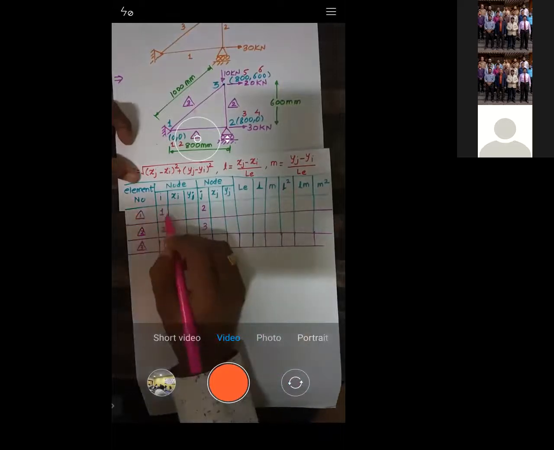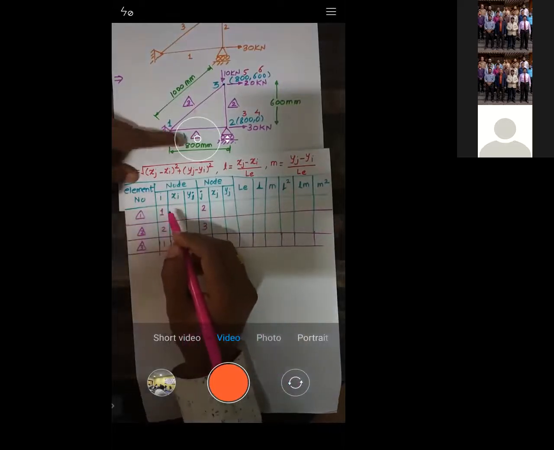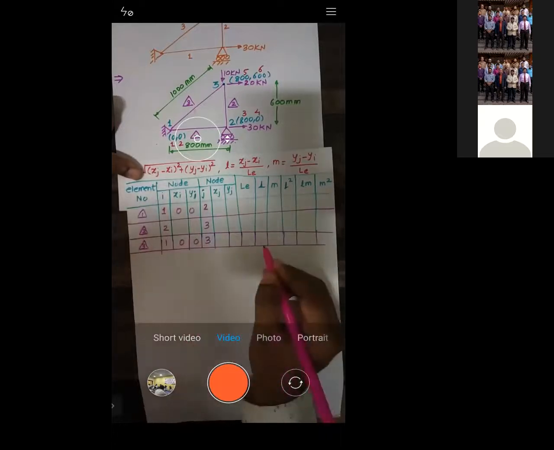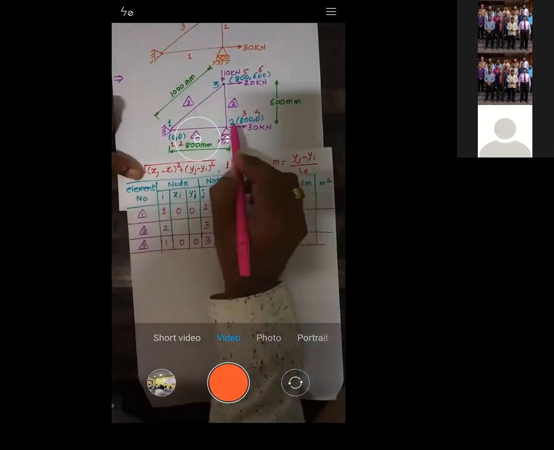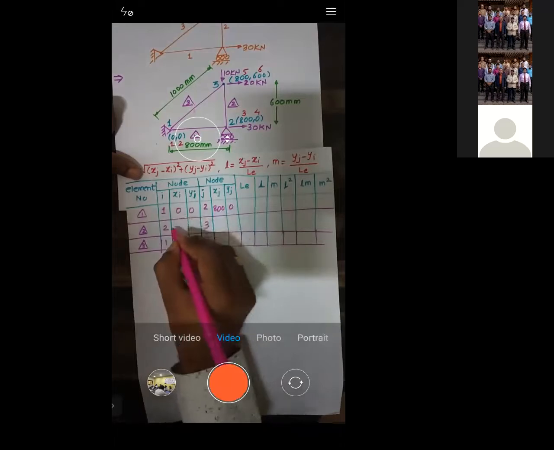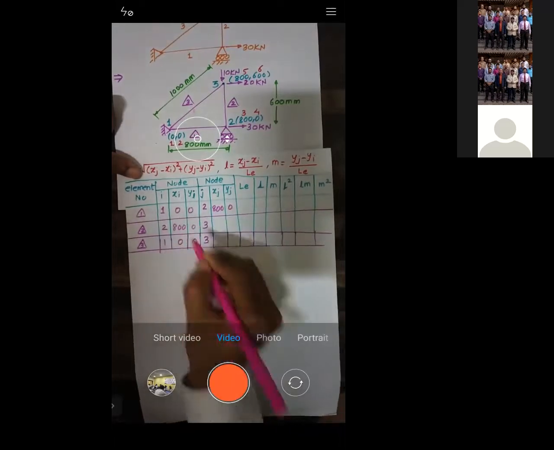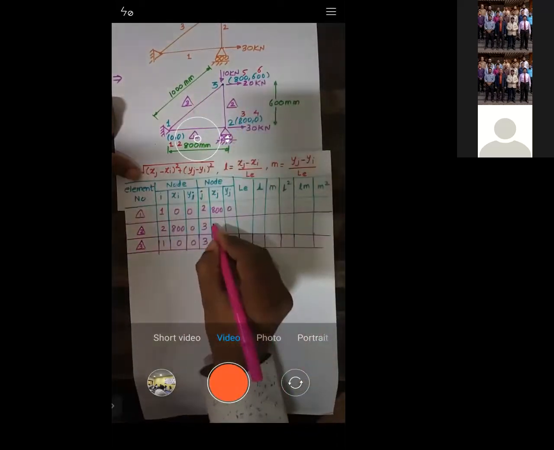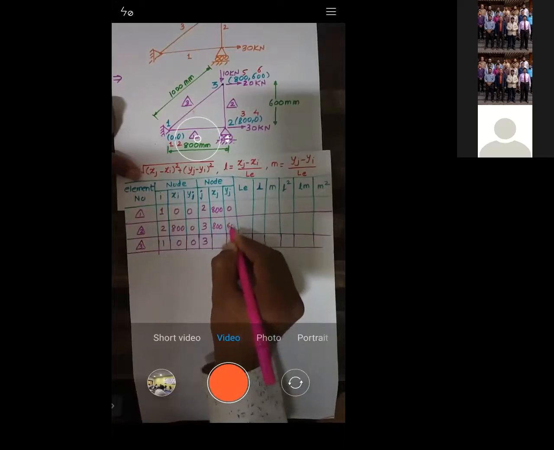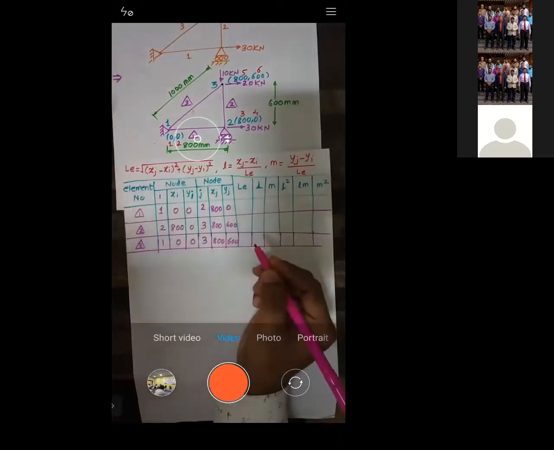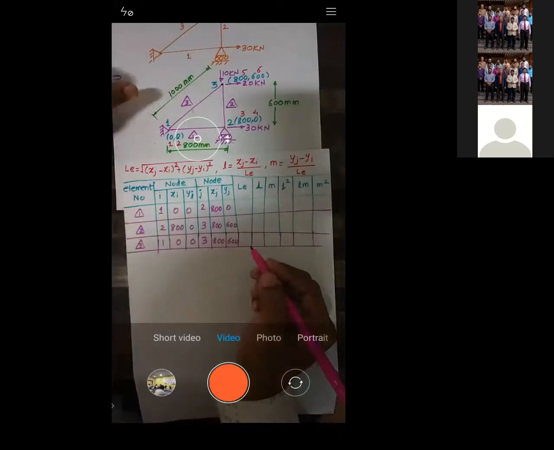Now, for node 1, what is the coordinate? 0, 0. So for node 1, I will write down 0, 0. For node number 2, it is 800 and 0. For node number 3, it is 800, 600. It's simple, how simply I'm filling the table.